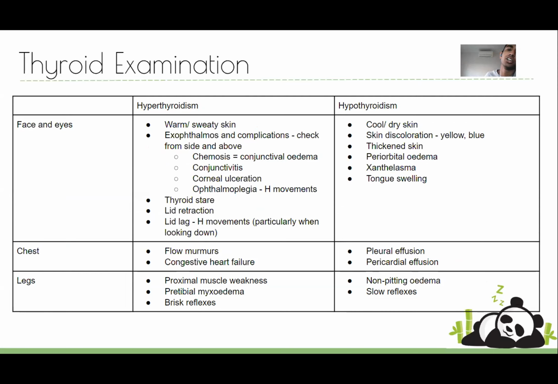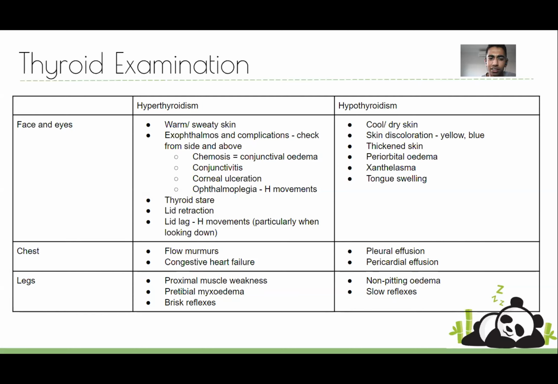Okay. So face and eyes, you're going to be again looking for warm and sweaty skin or cool and dry skin, and skin discoloration, similar to before when we were looking at the hands. For face and eyes in hyperthyroidism, you're going to be looking for a lot of the signs of Graves. So exophthalmos, proptosis. You're going to be looking for chemosis, conjunctivitis, corneal ulcerations if they're keeping their eyes open too much, or if they've got ophthalmoplegia, which is basically paralysis of their eye movements, of their eye muscles.